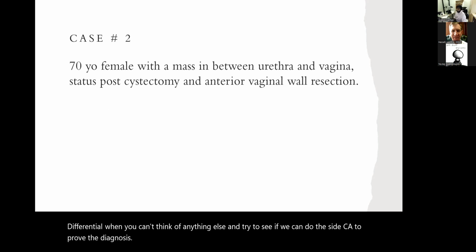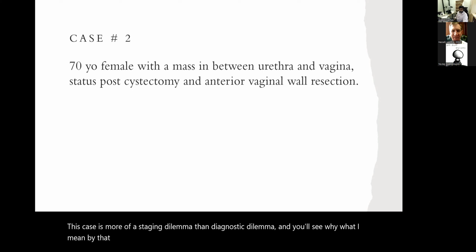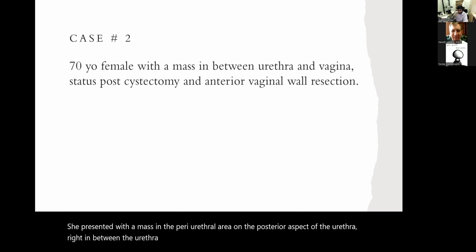Okay, so let's move on to case number 2. This case is more of a staging dilemma than a diagnostic dilemma, and you'll see what I mean by that. So this is a 70-year-old female. She presented with a mass in the periurethral area on the posterior aspect of the urethra, right in between the urethra and anterior vaginal wall. So there was a tumor which was sitting smack in the middle of the urethra and vagina.